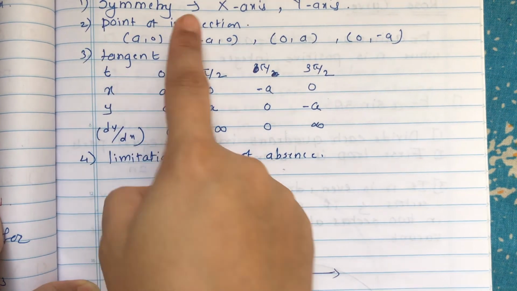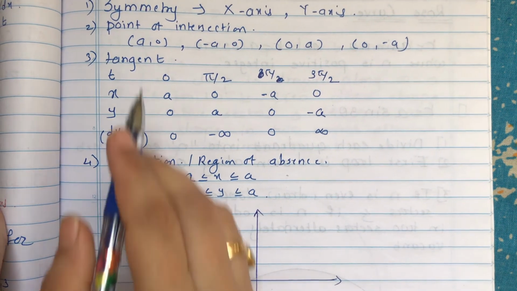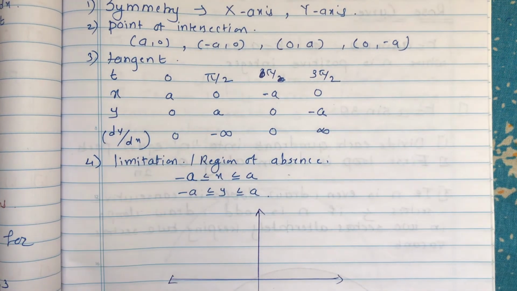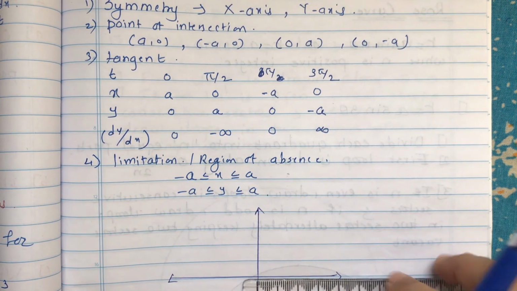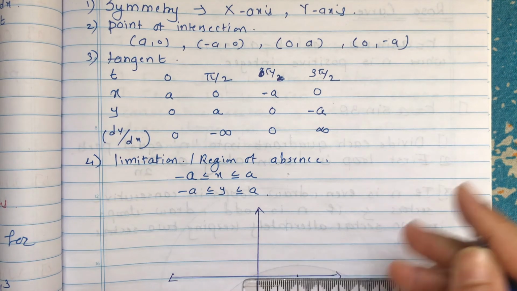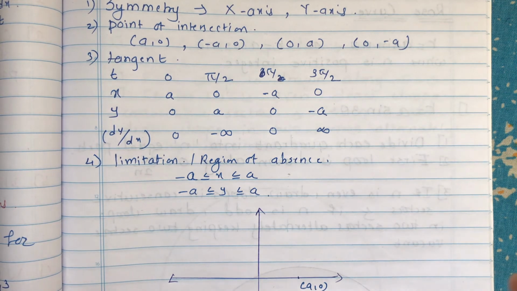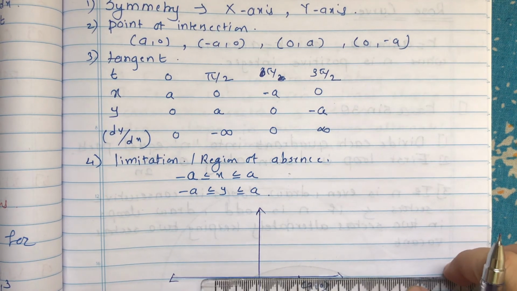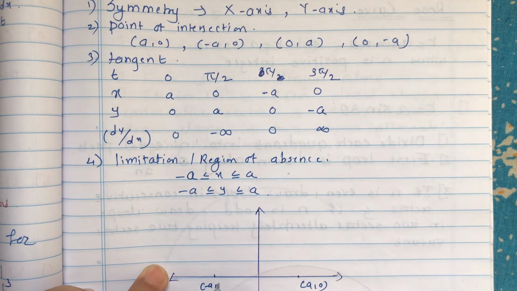Next, point of intersection. Next step is what? We have to plot the points. So first point is a comma 0. So we'll take this distance, right? So this will be a comma 0. Next, minus a comma 0, so same will be here, so it is minus a comma 0.